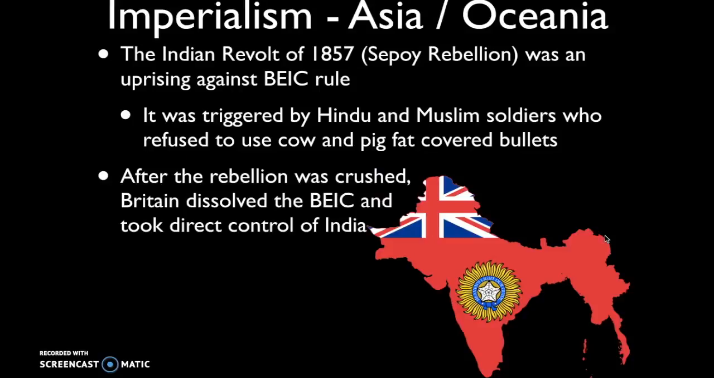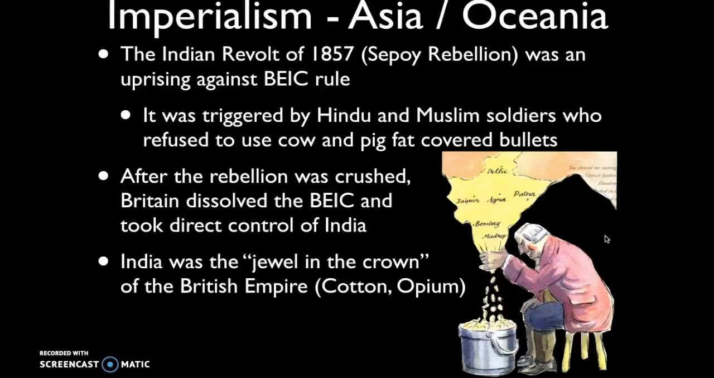After the rebellion is crushed, the British step in and dissolve the British East India Company and take direct control over India themselves, leading to a period of Indian history known as the British Raj, which is going to last from about 1857 until around 1947. Why were the British so reluctant to give up India? Well, India was really the crown jewel of the British Empire, right? They were extracting enormous amounts of resources in the form of cotton for their textile production and opium, which, as we'll find out later on, they are selling to China in order to keep control over the Chinese.